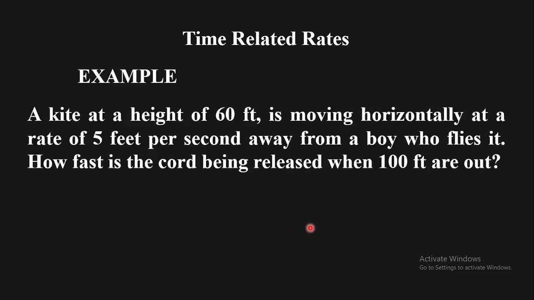A kite at a height of 60 feet is moving horizontally at a rate of 5 feet per second away from the boy who flies it. How fast is the cord being released when 100 feet are out?